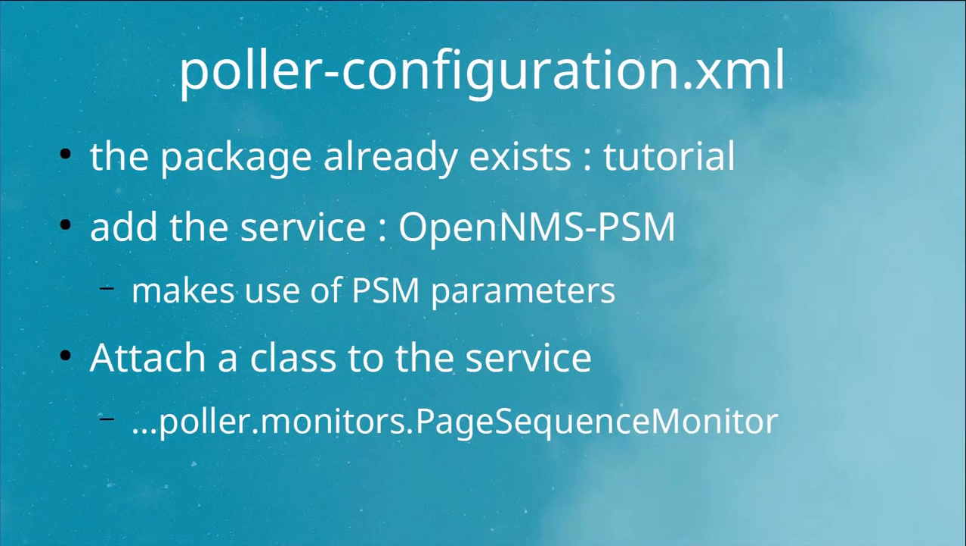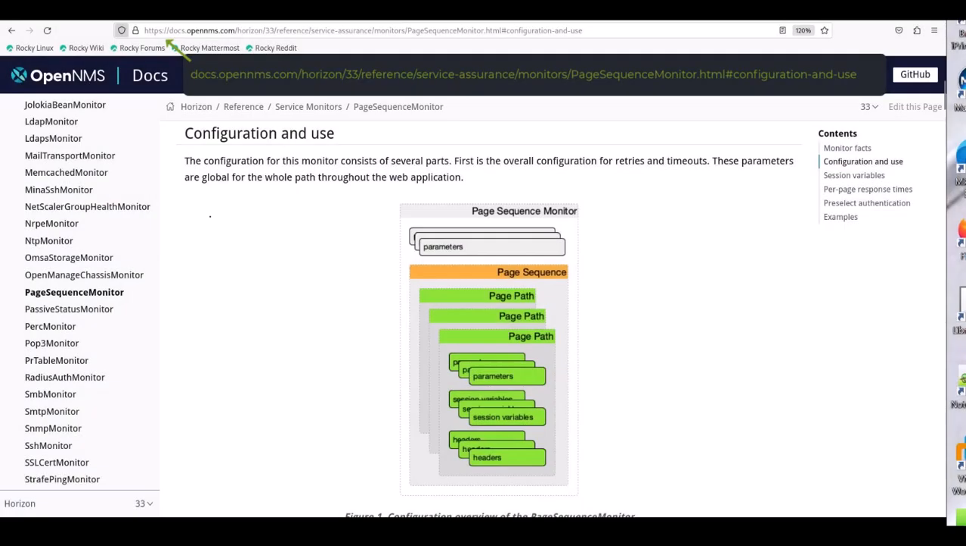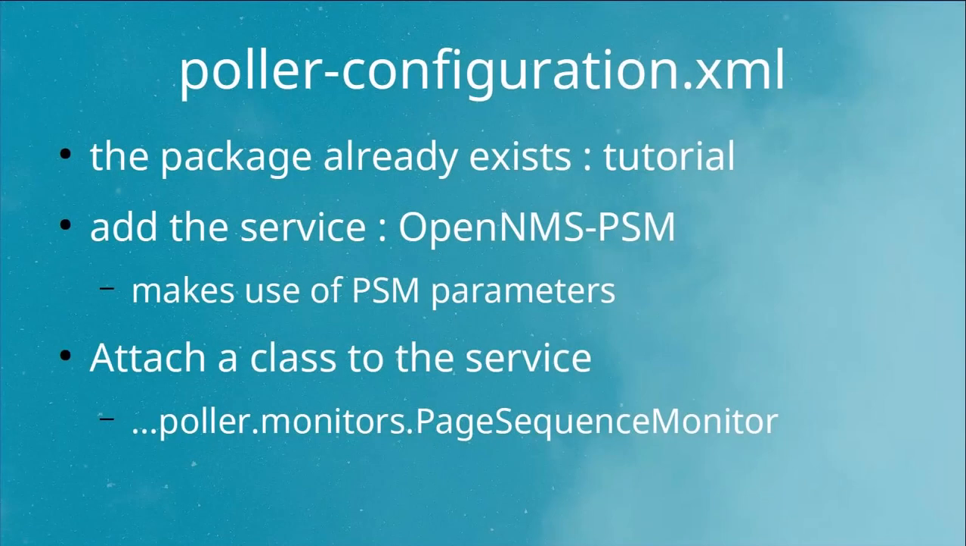The PSM monitor is configured in the file OpenNMS etc poller-configuration.xml. Module 8 detailed the configuration of a service monitor. The OpenNMS-PSM service configuration will be added to the tutorial package. The service configuration consists of PSM parameters described in the Horizon reference documentation under Service Monitors, Page Sequence Monitors, Configuration and Use. After configuring the service monitor, a class will be attached to the service at the end of poller-configuration.xml. As mentioned before, the process was covered in Module 8.